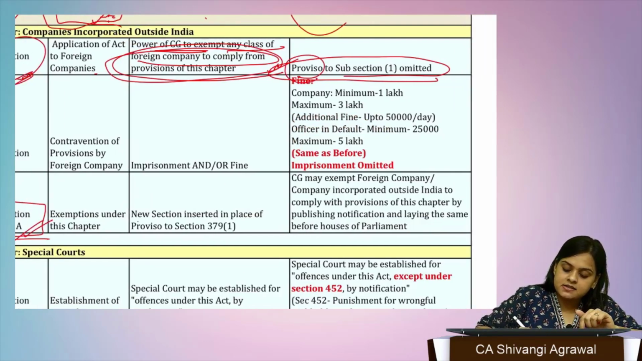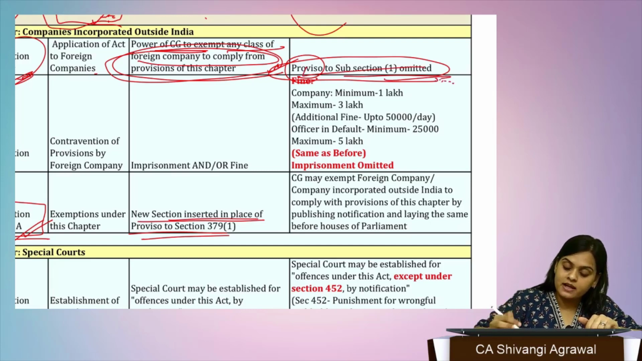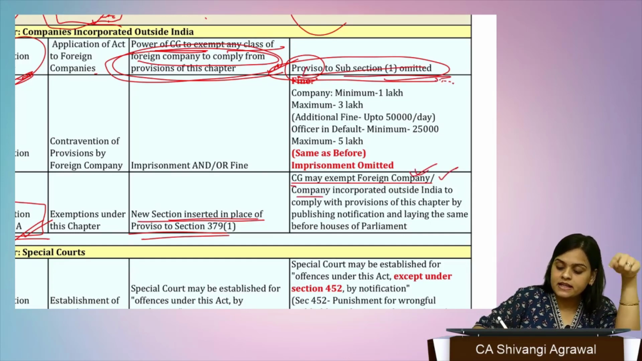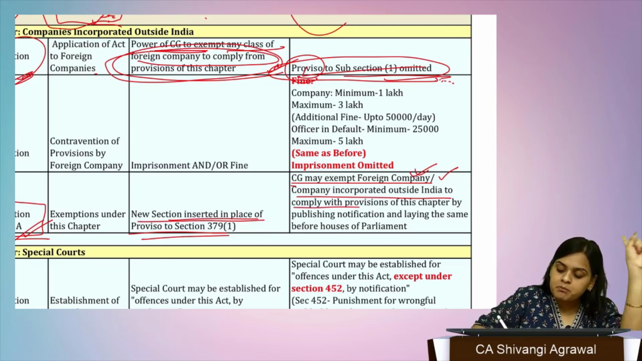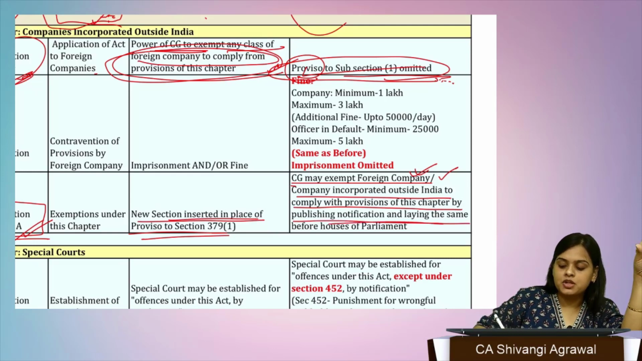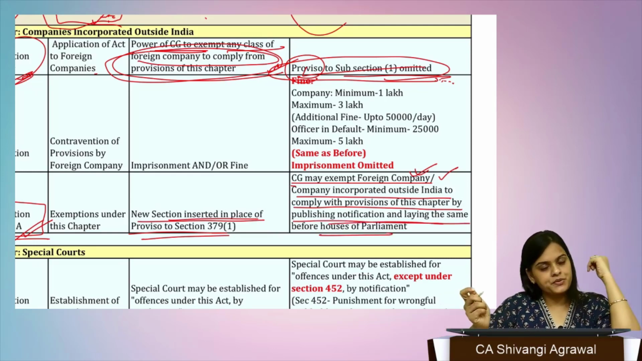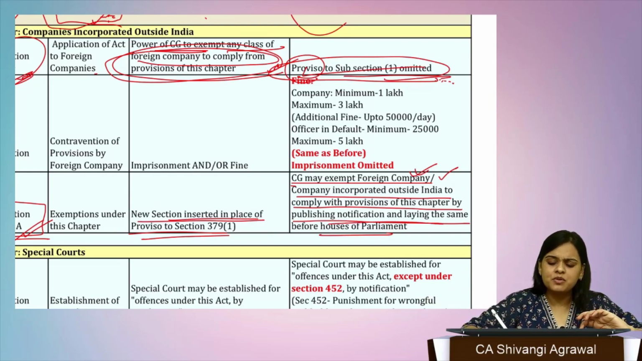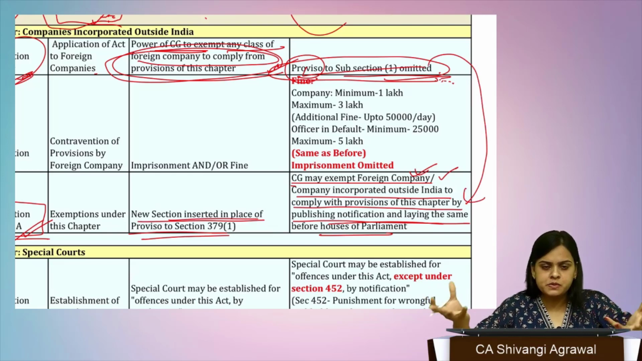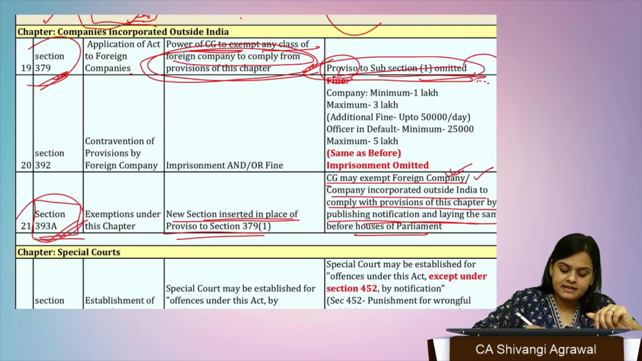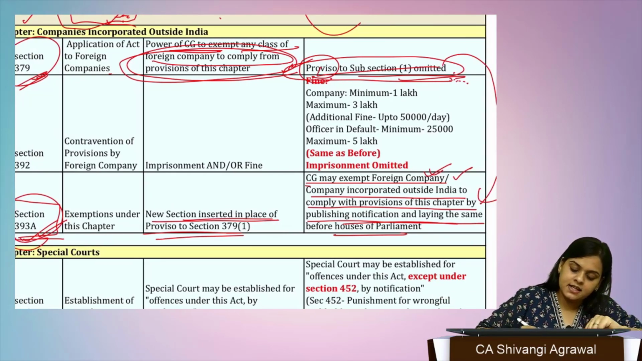The new section inserted in place of proviso to subsection to section 379(1). Here it is written that central government may exempt any foreign company which has a place of business in India, or any company which is incorporated outside India, it has no business connection in India, to comply with the provisions of this chapter by publishing notification, and it is going to be laid before both houses of parliament. Okay. So not a kind of amendment, but I would say this has been shifted over here in the form of a new section. So new section 393A has been incorporated like that.